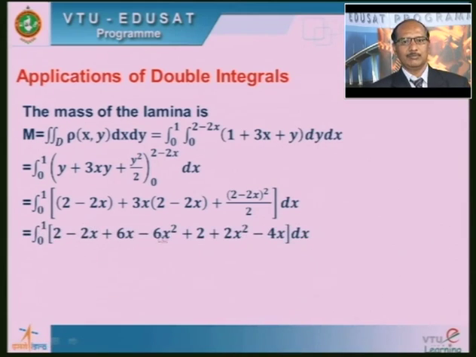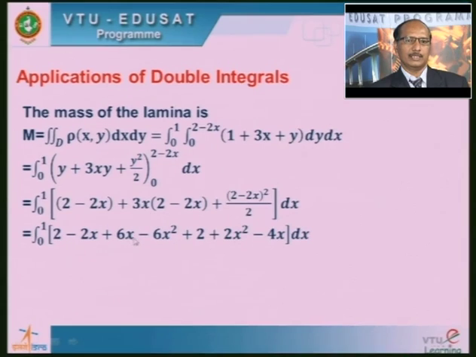Now, simplify before the next integration. 2 minus 2x as it is, multiplying the brackets, 3x into 2 is 6x, 3x into 2x is 6x square, minus. Now, first you expand and divide by 2. So, it is an (a minus b) whole square type.